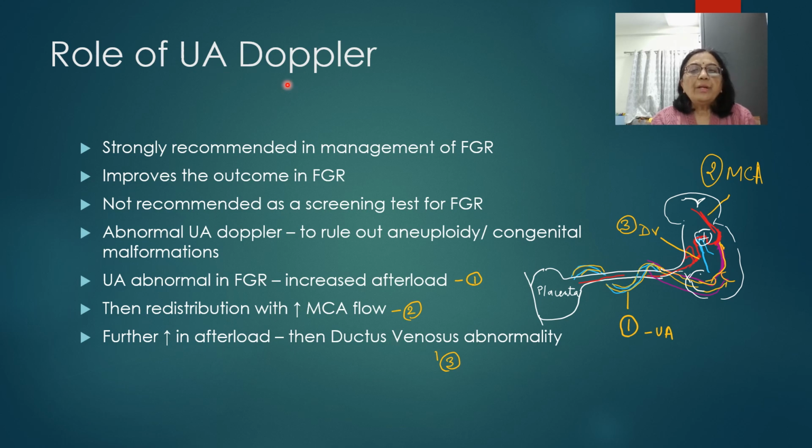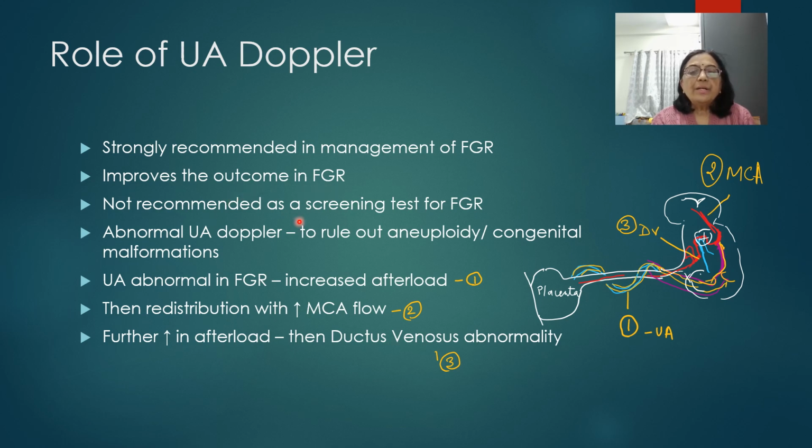What is the role of umbilical artery Doppler? It is strongly recommended in management of fetal growth restriction. We have already seen that it helps in deciding the timing of termination, and the studies have proven that it improves the outcome in fetal growth restriction. Perinatal outcome definitely improves whenever we are using umbilical artery Doppler in patients of fetal growth restriction.